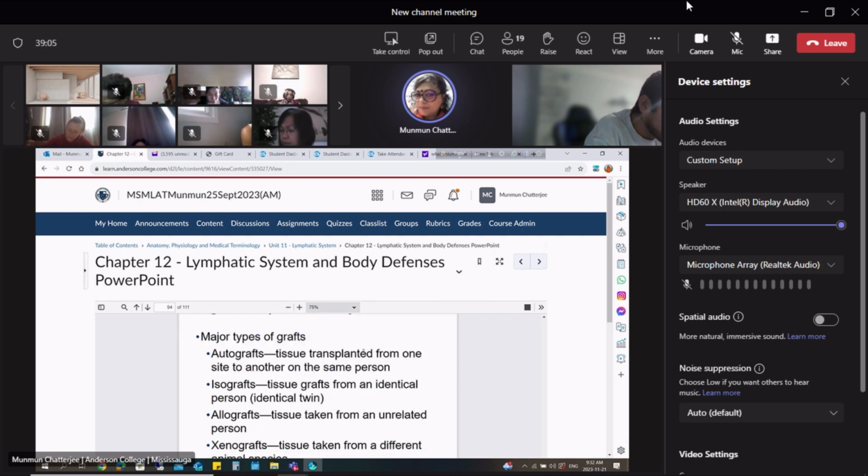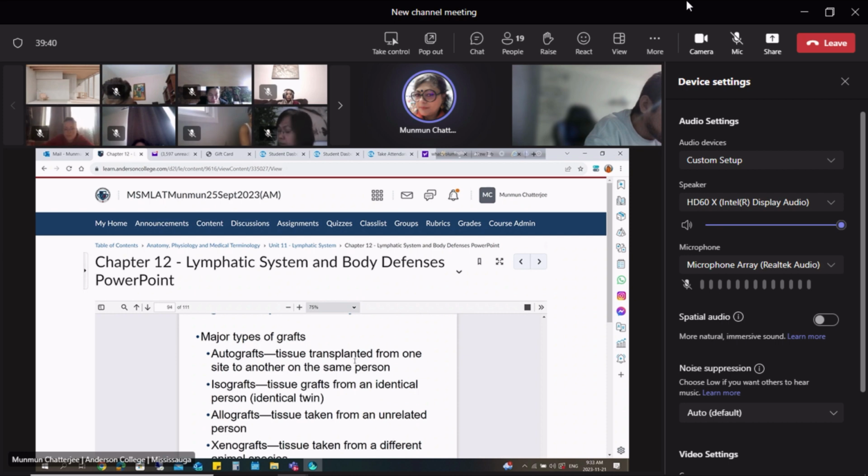Autografts: when tissue is transplanted from one side to another side of the same person. Say somebody needs bypass surgery. From the same person, they take one vein or artery from the leg or thigh or anywhere and put it in your heart for bypass surgery. So that is from the same person, when the tissue is taken from one place and put in another place, it is called auto. Auto means self.